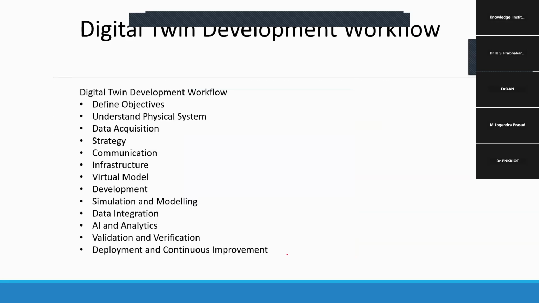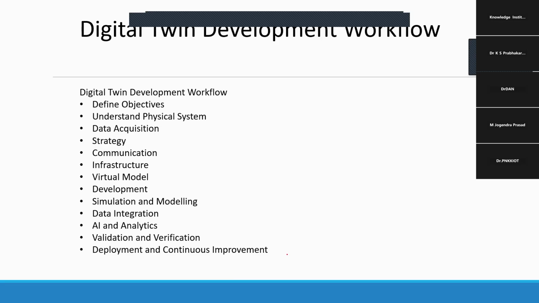Okay. So now I'm going into the digital twin development workflow. I hope you now understand the concept, how it evolved, and the important components of the digital twin. Let us now discuss another aspect: how a digital twin is actually developed.